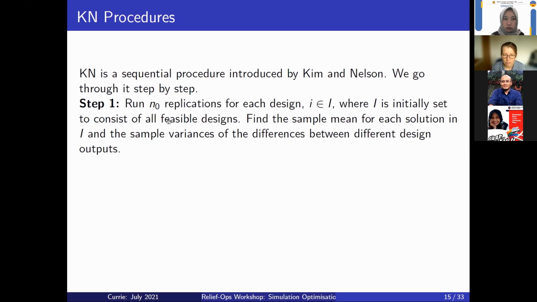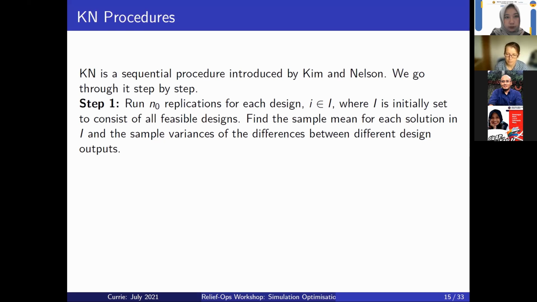After running these N0 replications, and it's generally somewhere between 3 and 5 for that initial number of replications, we will find the sample mean for each solution in that set I, and the sample variances. Now, not of the actual designs, actually of the differences between different design outputs, because that's what's important here. So the KN will focus on the variability in the difference between these design outputs. Because if you think about it, what the absolute values are is important, but it's less important when you're selecting with this procedure than what the differences are.